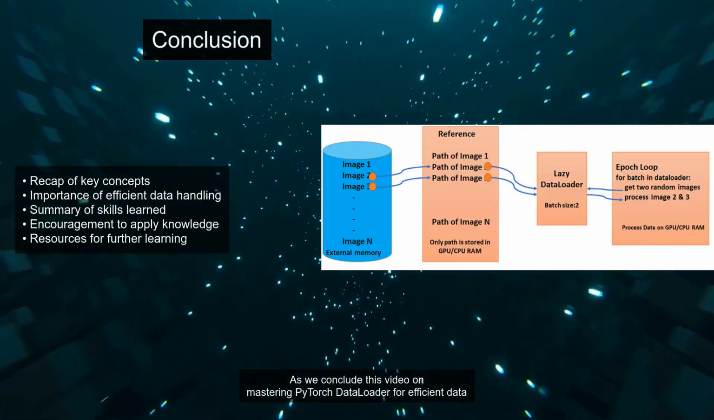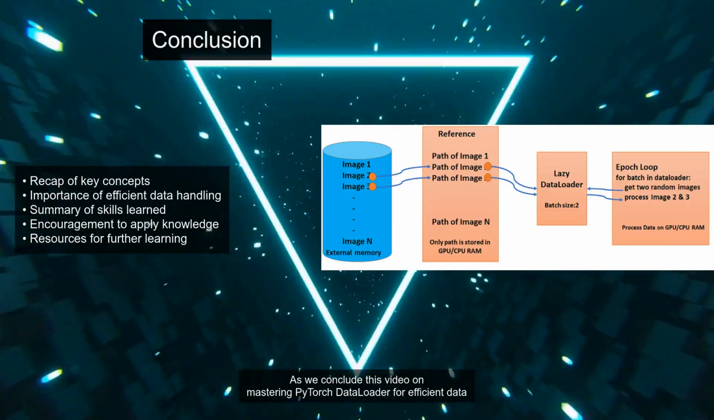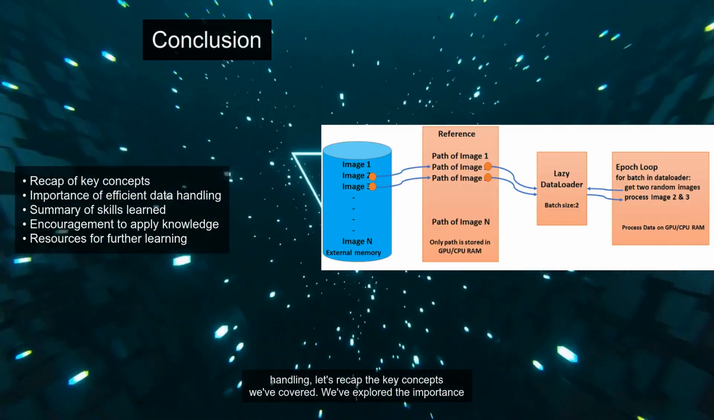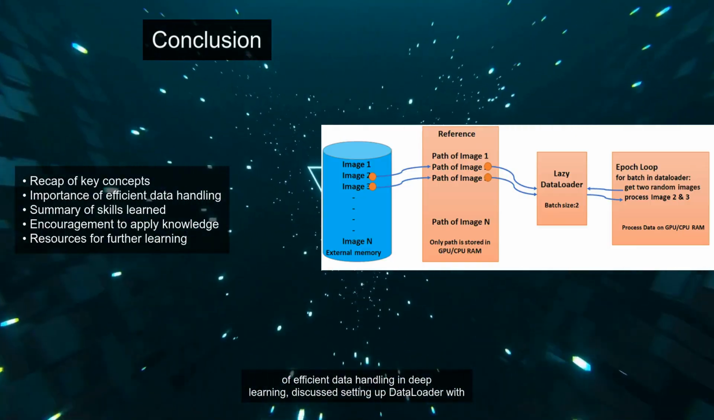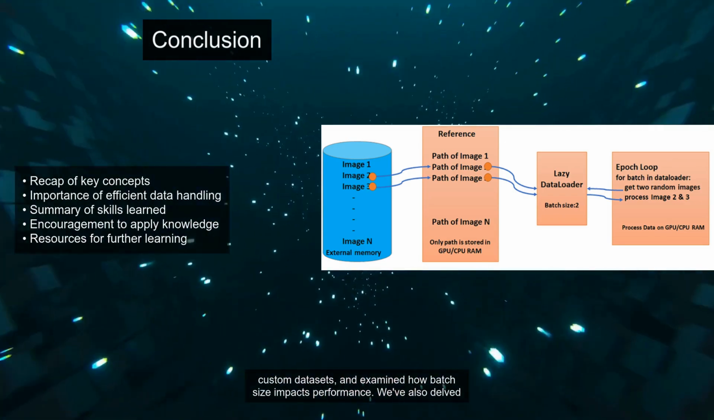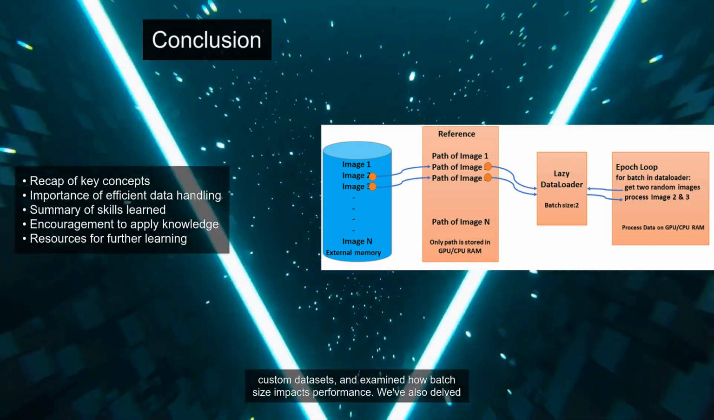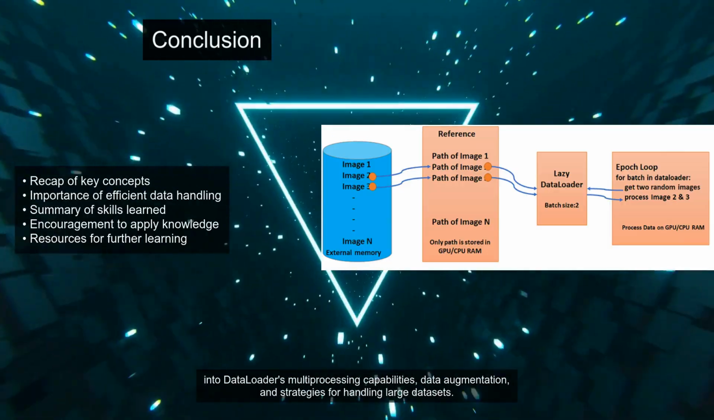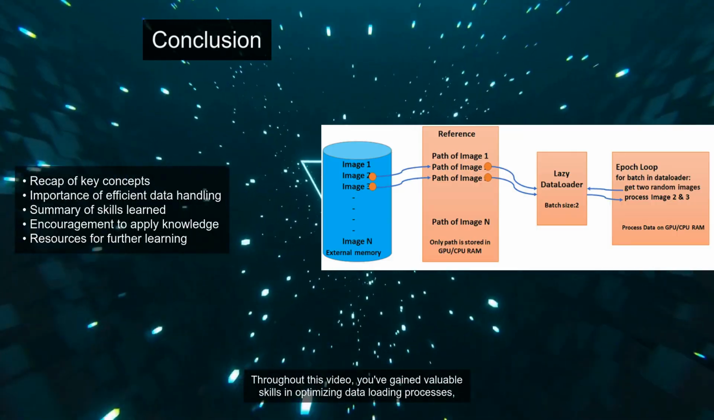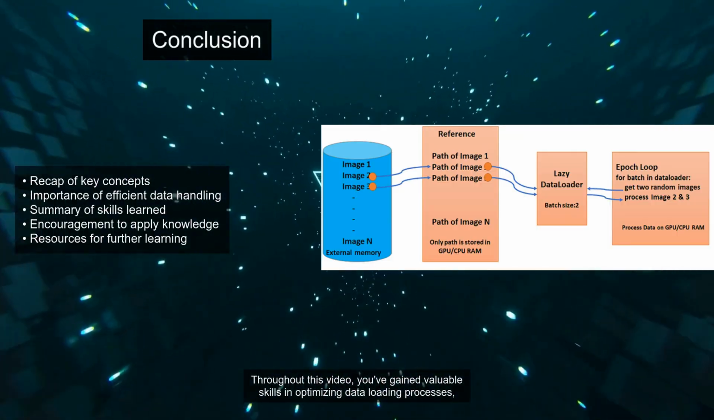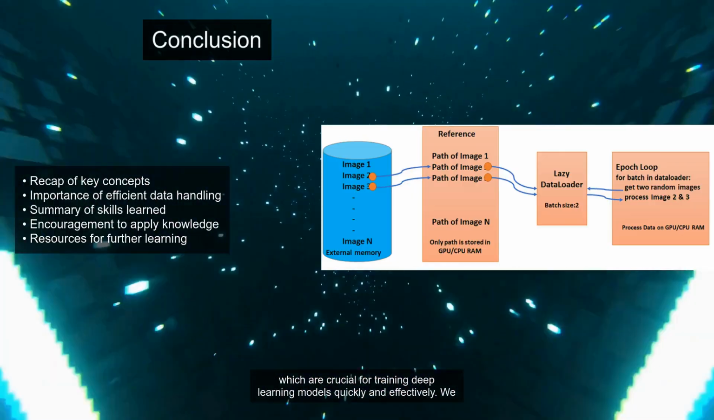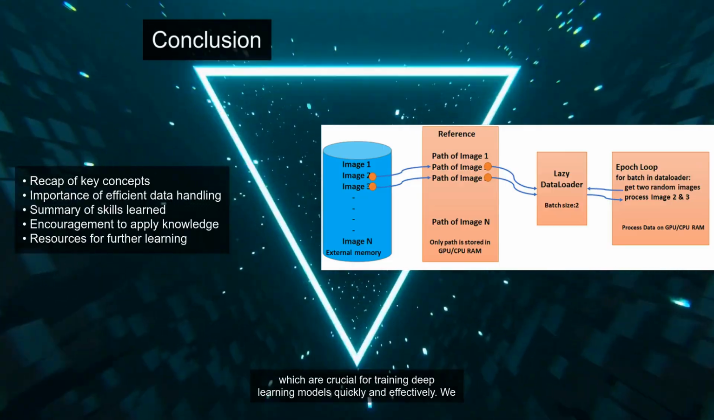As we conclude this video on mastering PyTorch DataLoader for efficient data handling, let's recap the key concepts we've covered. We've explored the importance of efficient data handling in deep learning, discussed setting up data loader with custom datasets, and examined how batch size impacts performance. We've also delved into data loader's multiprocessing capabilities, data augmentation, and strategies for handling large datasets. Throughout this video, you've gained valuable skills in optimizing data loading processes, which are crucial for training deep learning models quickly and effectively.